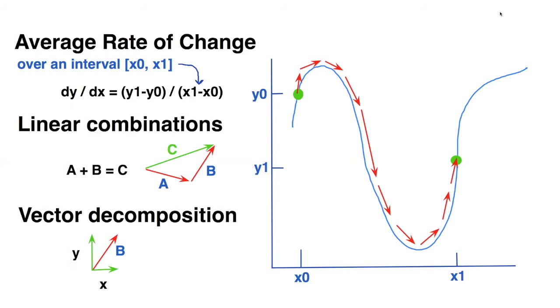If you were to take a linear combination of these vectors, and linear combinations are performed by putting vectors together tip to tail, and then just connecting the starting point to the ending point, like you see here, a plus b equals c, you would get one big vector connecting the starting point to the ending point of the interval.